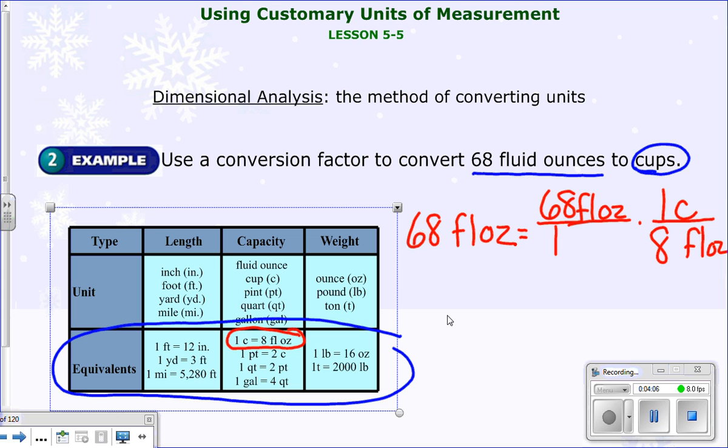Again, the reason that I'm putting it with 8 fluid ounces on the bottom is I want these two labels to cross out. So you want them to be across from each other like this, or diagonal if you want to think of it that way. So now my label is cups.